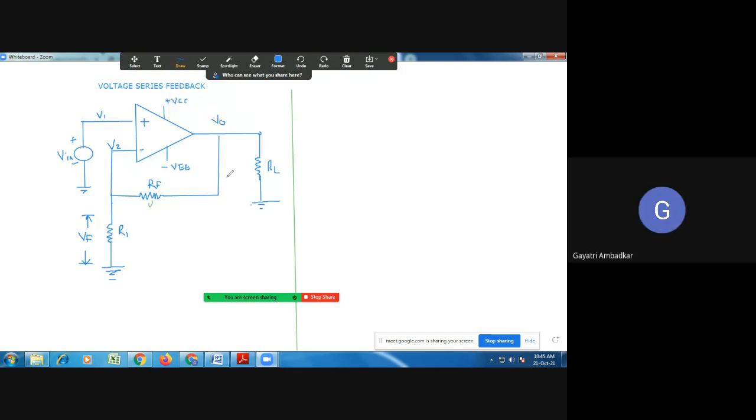Okay, now let us derive the equation for the gain. Since the op-amp is a differential amplifier, we will call the differential gain AD.